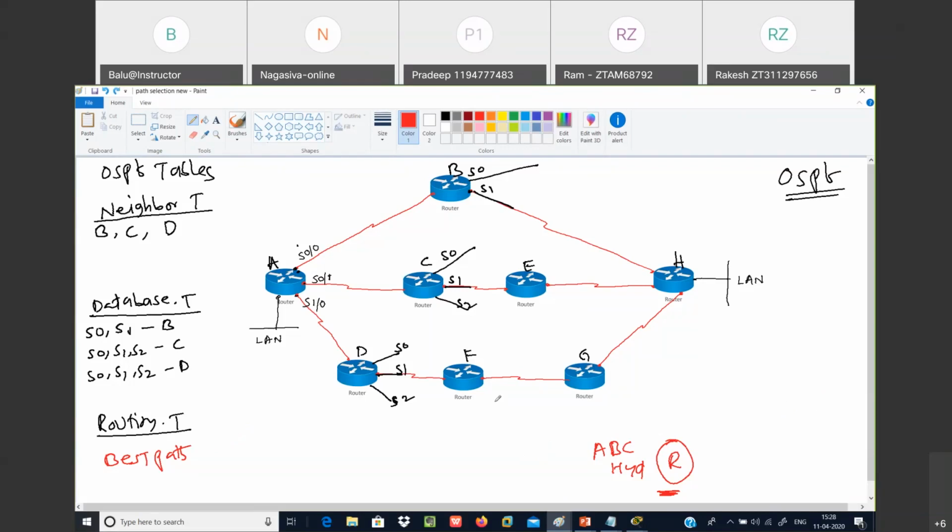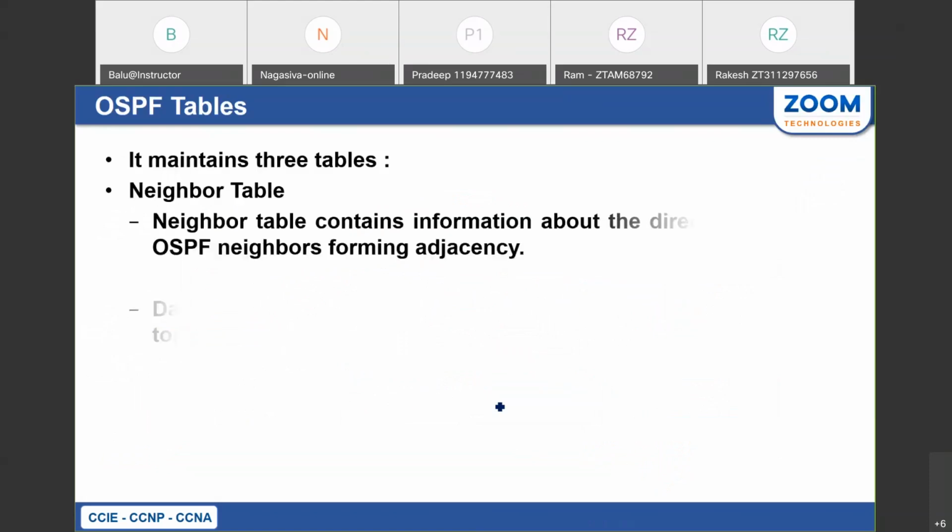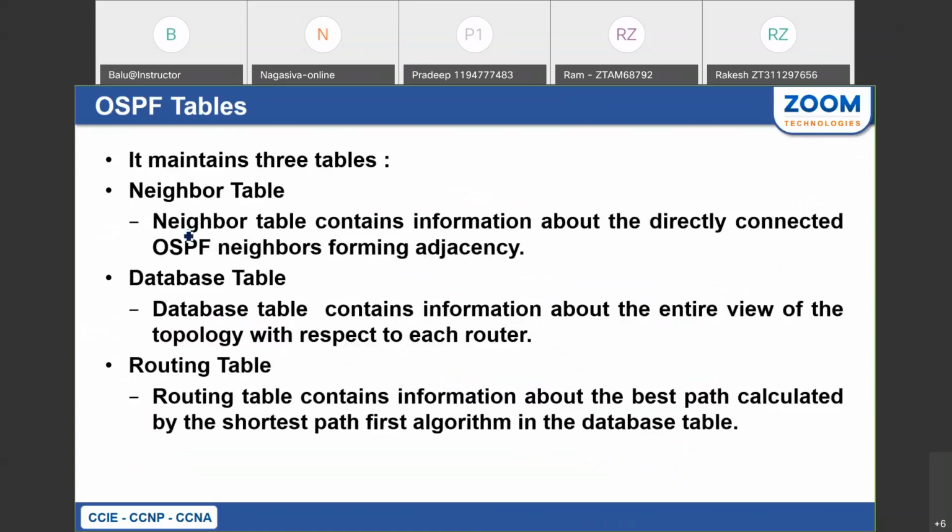So these all are OSPF tables. OSPF maintains three tables: neighbor table, database table, and routing table. The neighbor table contains information about directly connected neighbors forming adjacency. The database table contains information about the entire view of the topology with respect to each router. The OSPF routing table contains information about the best path.